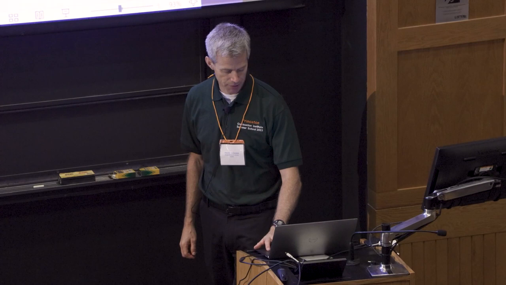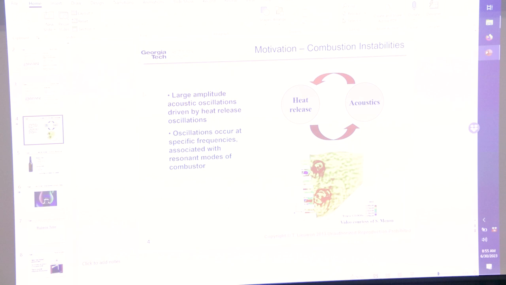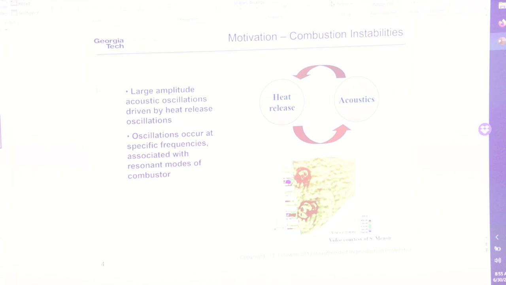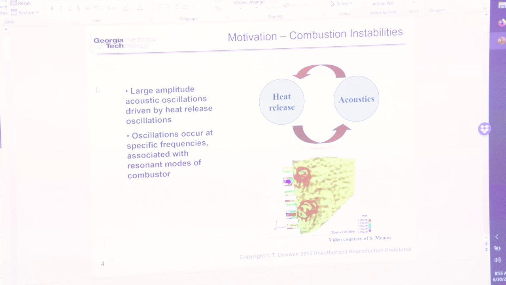Just as a quick motivation, I've already mentioned combustion instabilities. These are large amplitude oscillations driven by heat release. Essentially what you have when you have a combustion instability problem is a flame that's inherently sensitive to acoustic waves, and a system that has natural acoustic modes, and they're interacting with each other. So there's a couple of issues there. How do these acoustic disturbances propagate in systems? What is the source of these acoustic disturbances? What happens when they hit boundaries and so forth?